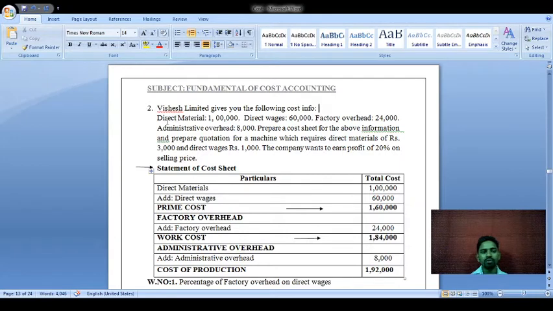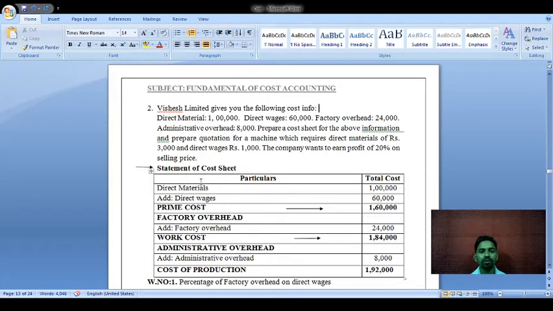For the preparation of the cost sheet they have given the information: direct material, direct wages, factory overhead, as well as administrative overhead. With the help of this information we can ascertain the cost of production. The other information, the direct material and direct wages of rupees 1,000, is for the preparation of the tender price. But they have not given the factory overheads and administrative overheads for that, so we have to prepare working notes to ascertain them. First of all, we will prepare the cost sheet.